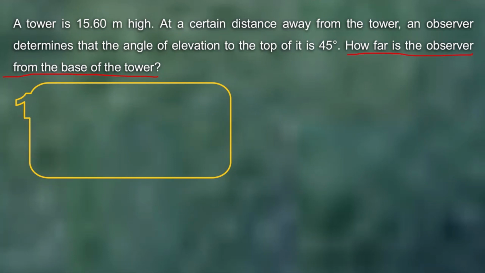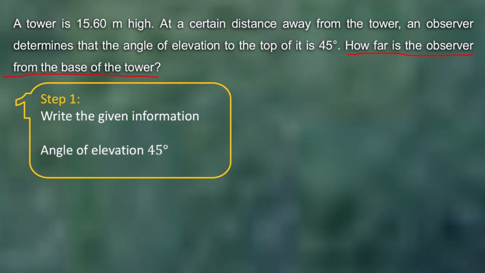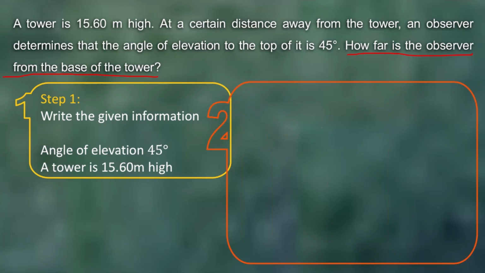Ayan. Step 1 po kanina is write the given information. Ayan. Based po sa ating word problem, meron po tayong 2 na information na binigay, which are angle of elevation, which is 45 degrees, and the tower is 15.60 meter high. Okay, step 2 is this: sketch the graph or illustrate yung problem.